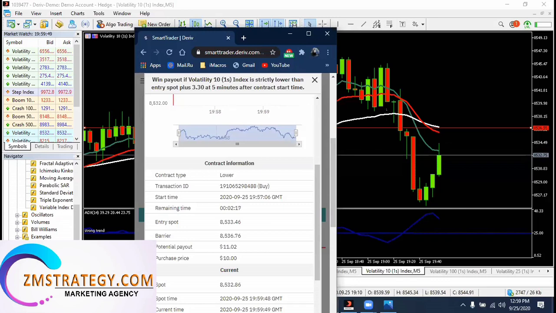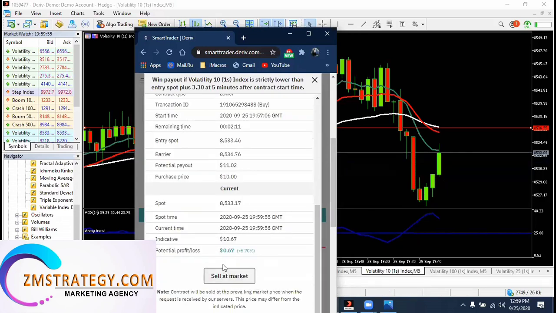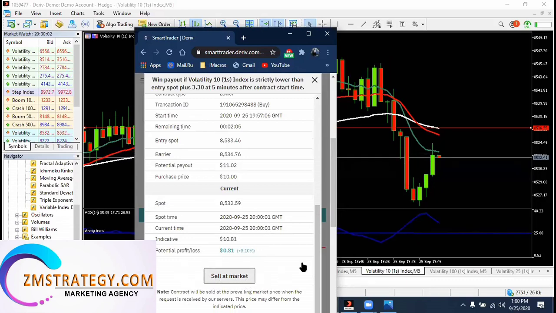Looks like time is already running out. So let's see how this market is going to end up. And if it cools down, you can sell at market, but it's not advisable to sell. You can only use this sell at market when you feel like the market is going to go against you.